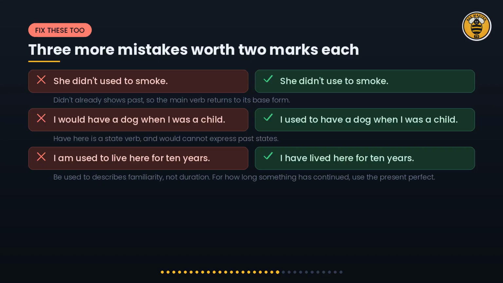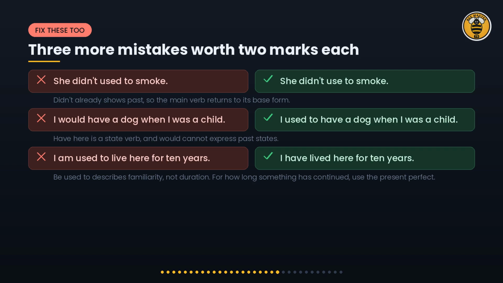Three more, and these are the ones that quietly cost marks. She didn't used to smoke. Didn't already shows the past, so the main verb returns to its base form. She didn't use to smoke. I would have a dog when I was a child. Have in that sentence is a state verb. It means own, and would cannot express past states. So we need, I used to have a dog when I was a child.